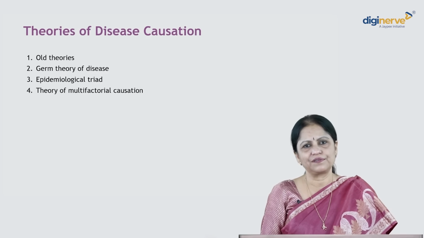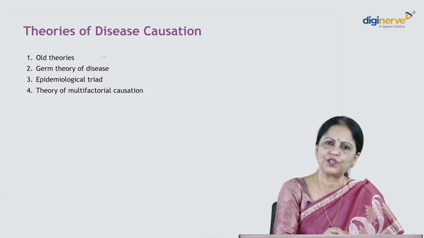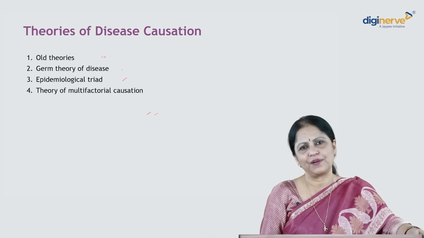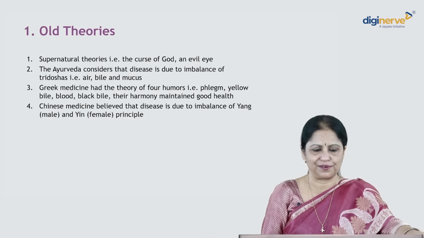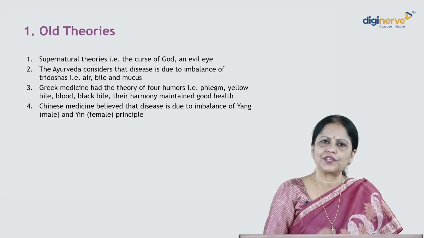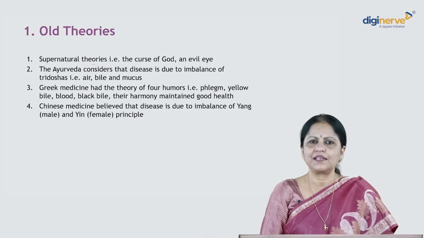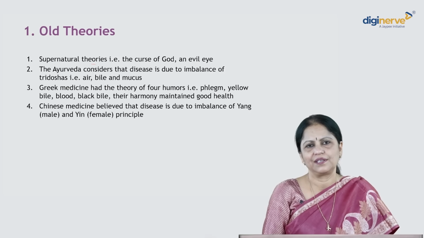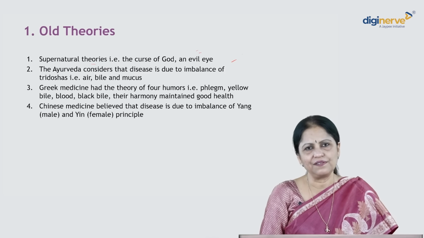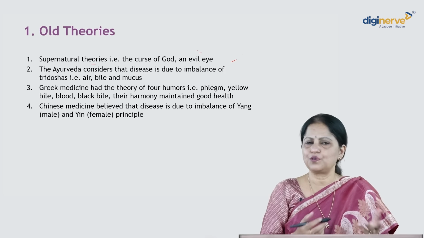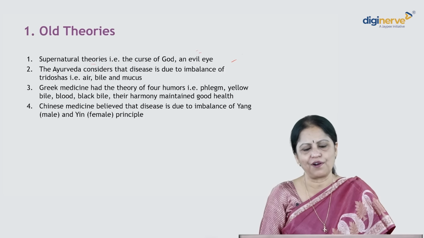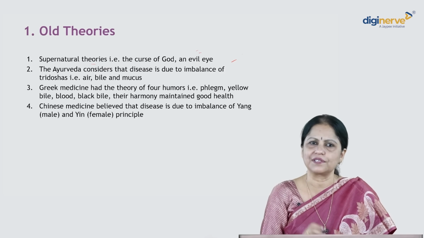So disease causation. There are various theories of disease causation. In olden days, there were the old theories. Then came the germ theory of disease, epidemiological triad, and finally the theory of multifactorial causation. I'll discuss all these theories. So the old theories, long back, early times, there were the supernatural theories. That means people believed that disease occurs due to past sins and due to wrath of God. God is angry, so God curses, and there is an evil eye and the person falls ill. And so there was no treatment at that time, obviously. So at that time they used to resort to magic, witchcraft, etc. for taking care, doing something for the diseased person.